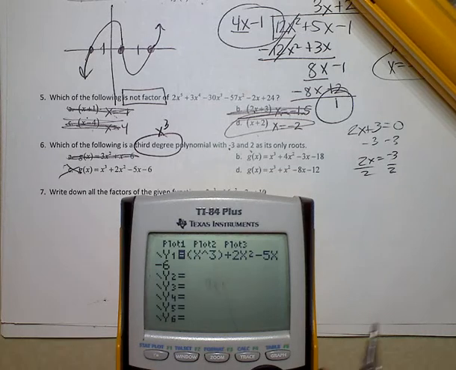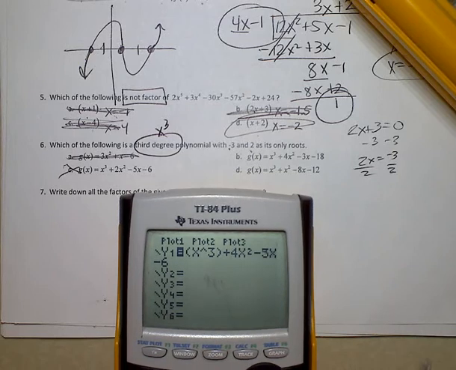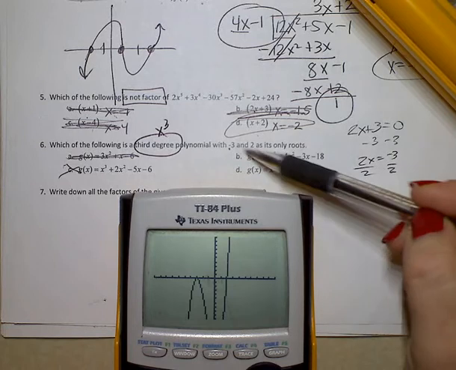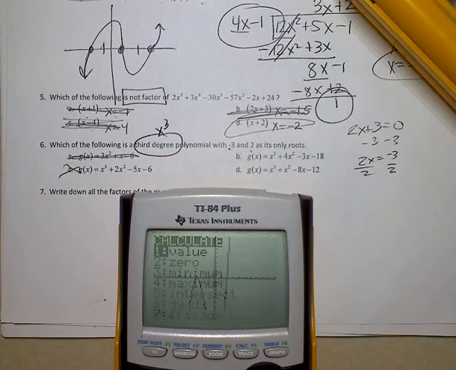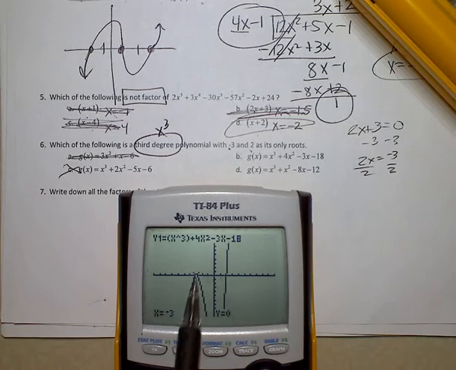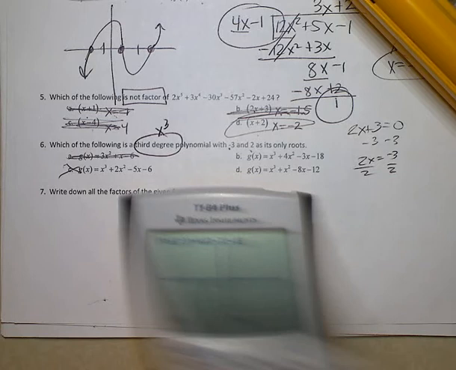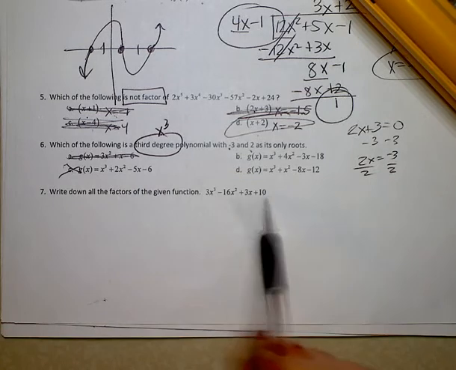So I get to leave it as x cubed, but now I want 4x squared, subtract 3x, subtract 18. So I only had to edit it. Saves me a little bit of time. Okay, well this only has 2 x-intercepts. Now let's see if they're the exact same x-intercepts that we want. Second trace value, type in -3. -3 is an x-intercept. Second trace value 2. 2 is also an x-intercept. Write down all of the factors.